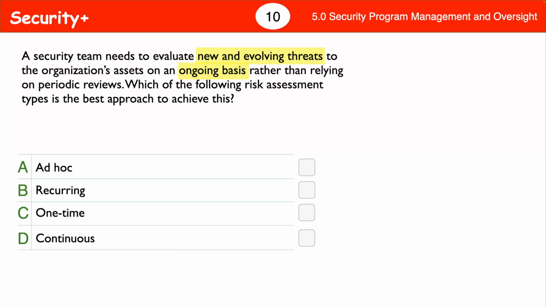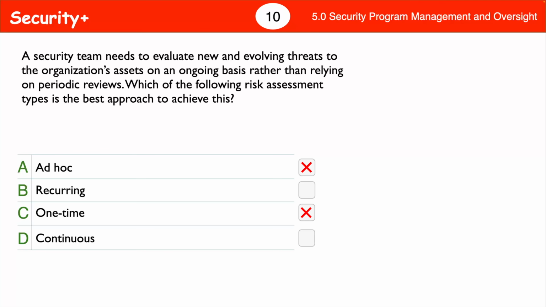Okay, so now let's take a look at the possible answers and start getting rid of them by eliminating them. We can start by eliminating C right off the bat. One time refers to a risk assessment that is conducted one time, but the scenario is asking for an ongoing basis and periodic reviews. Next, we can rule out A, ad hoc. This risk assessment only happens when needed, such as after a security incident, but it's not an ongoing basis.